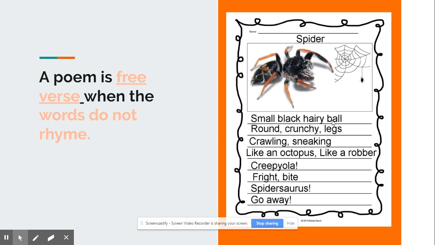Small, black, hairy ball, round, crunchy legs, crawling, sneaking, like an octopus, like a robber. Creepiola, fright, bite, spidersaurus, go away.